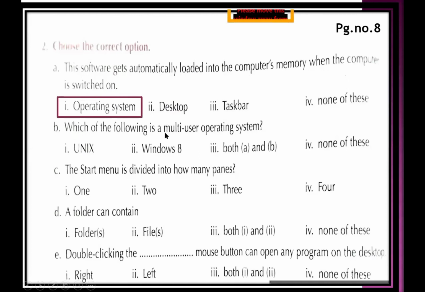Number B: which of the following is a multi-user operating system? Unix, Windows 8, both A and B. Which one is a multi-user operating system? Give me your answers. Yes, Manha, Fatma, Harim, your answers are right. Unix is a multi-user operating system.